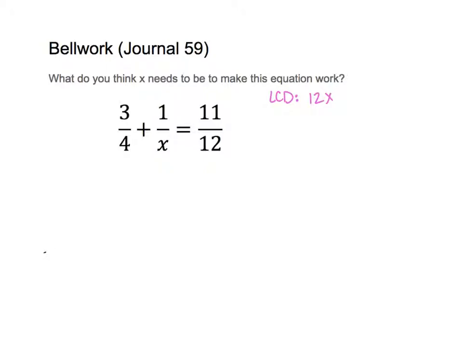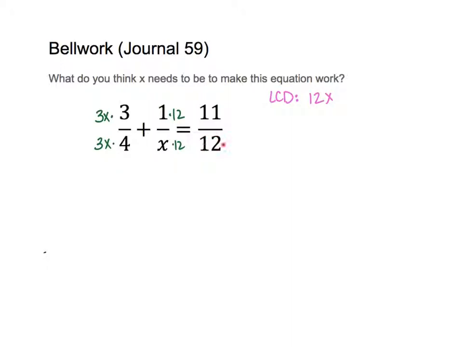So that means I need to multiply whatever's in the denominator by what it's missing to get to that 12x. So like I have a 4 here. What do I need to multiply to the 4 to get a 12x? Well, I need to multiply it by a 3x. So I need to multiply the top by a 3x. So you need to multiply the bottom by whatever you need to get to that least common denominator. I'm going to do that for all the denominators. So like for this x here, to make a 12x, I need to multiply the top and bottom by 12.